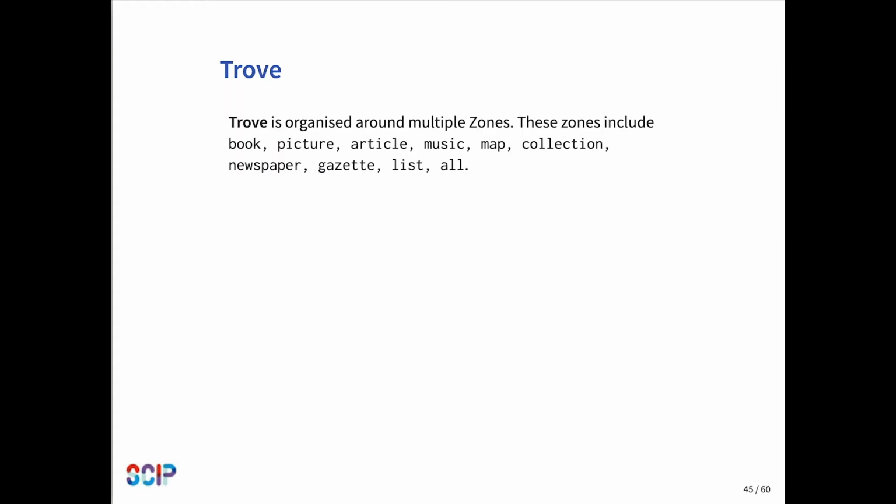So the Trove API is based around multiple zones, and these zones, you can almost think of as different types of content collections. As we can see there, the zones include book, picture, article, music, map, collection, newspaper, gazette, list, or maybe all.